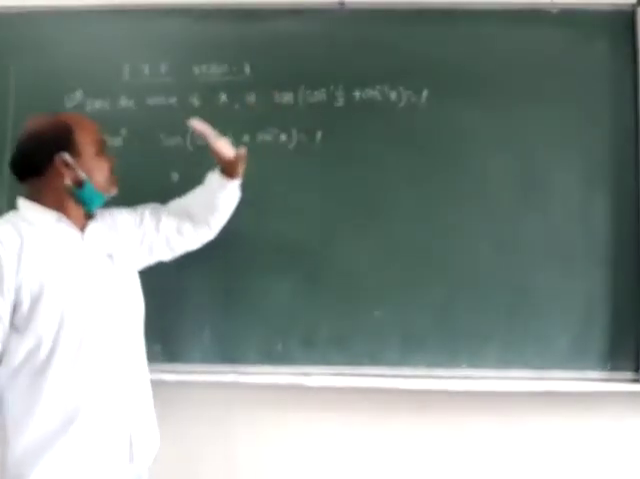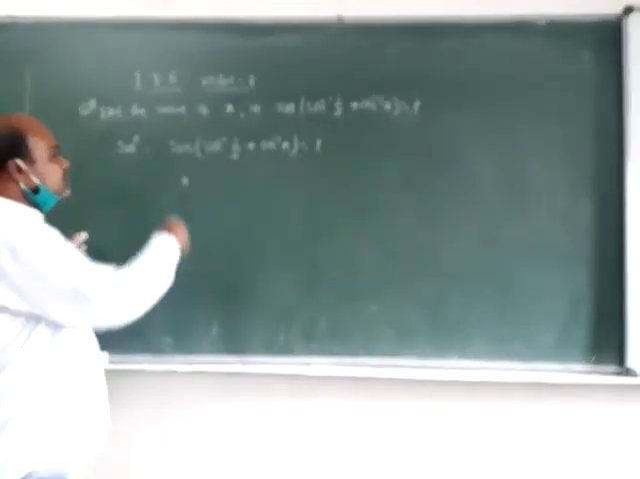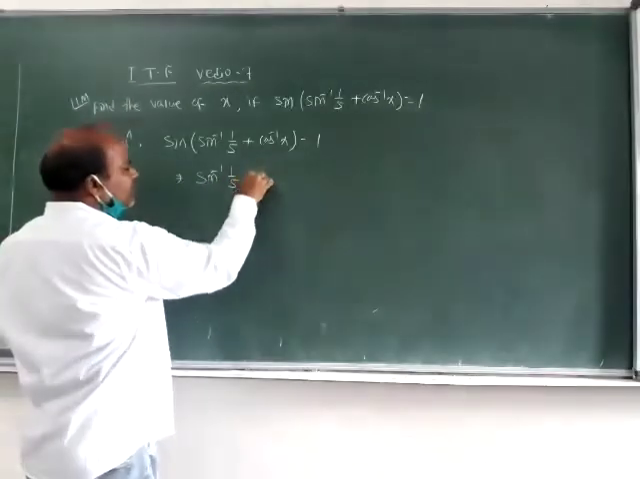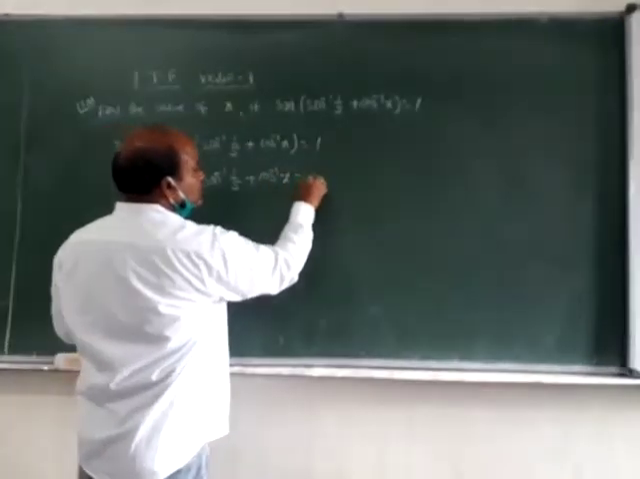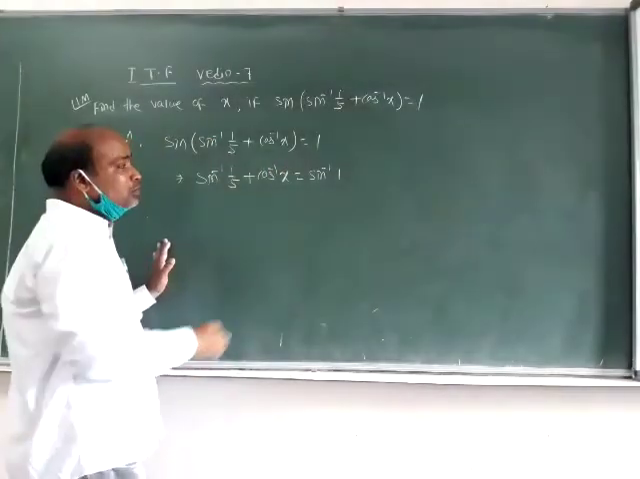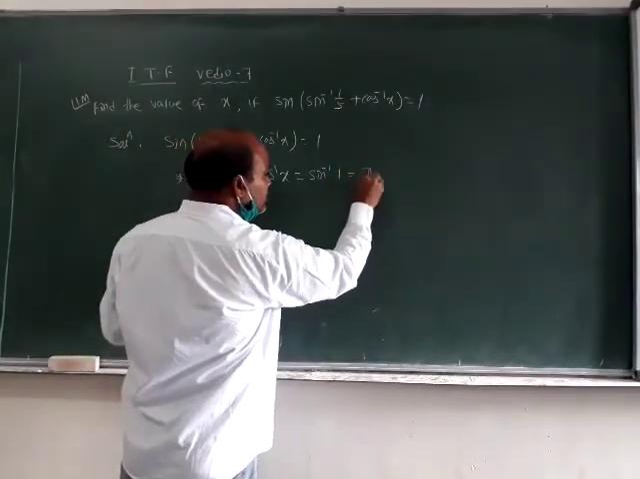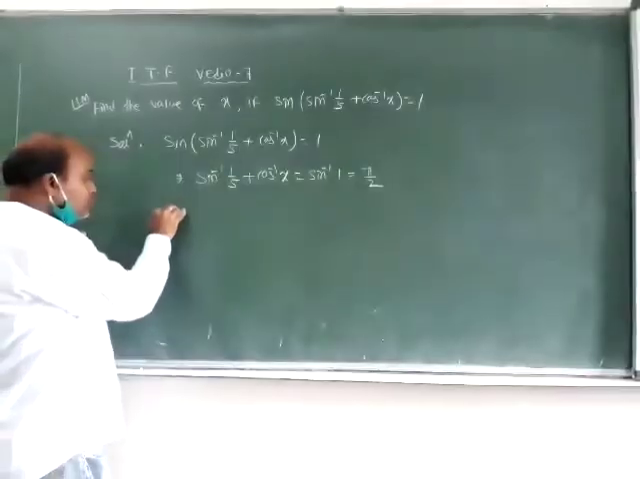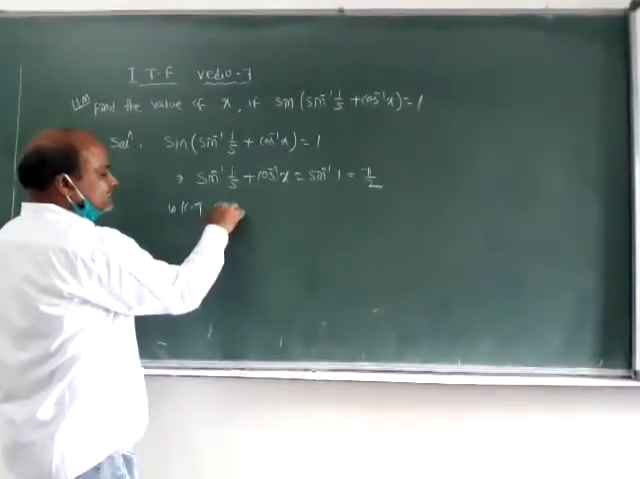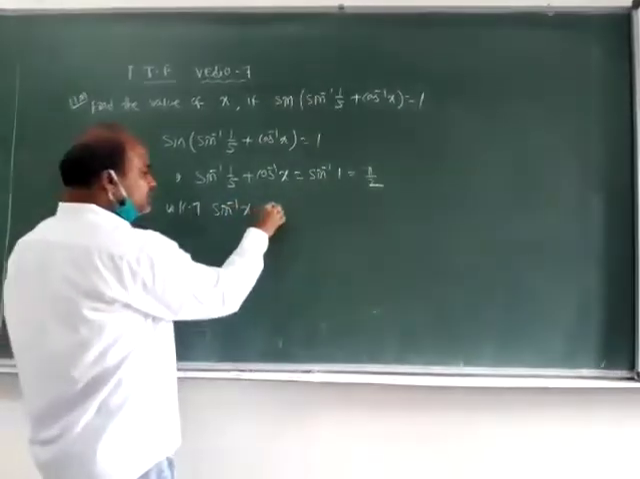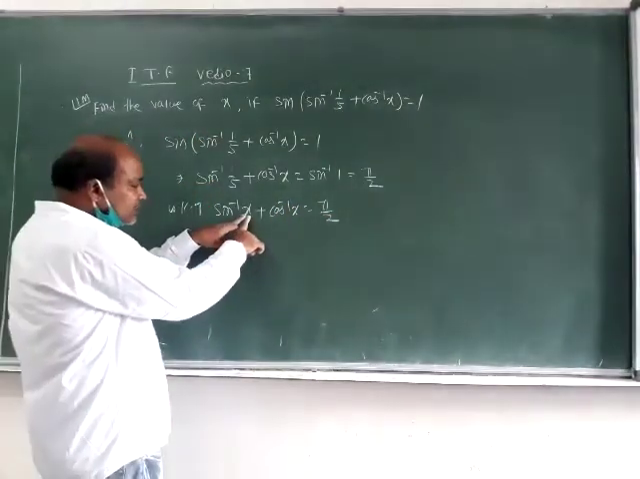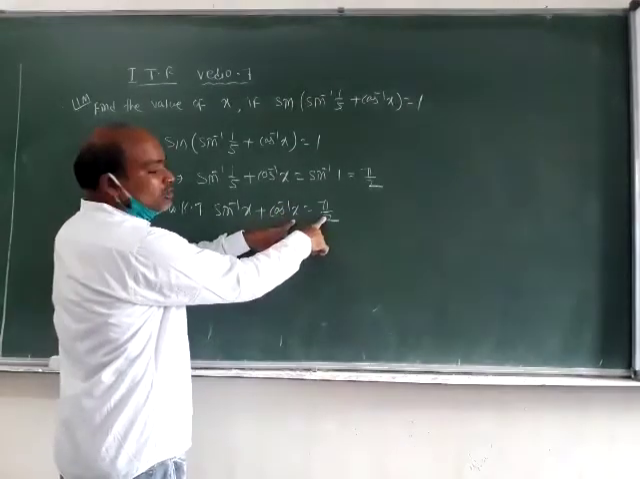See, now this condition is given, and now what do you do? Make it an inverse trigonometric function. So then LHS is left: sin inverse 1 by 5 plus cos inverse x is equal to sin inverse 1. You know the value of sin inverse 1 is pi by 2. So you know one condition. What condition do we know? The condition is sin inverse x plus cos inverse x is equal to pi by 2. Sin inverse x plus cos inverse x is equal to pi by 2.